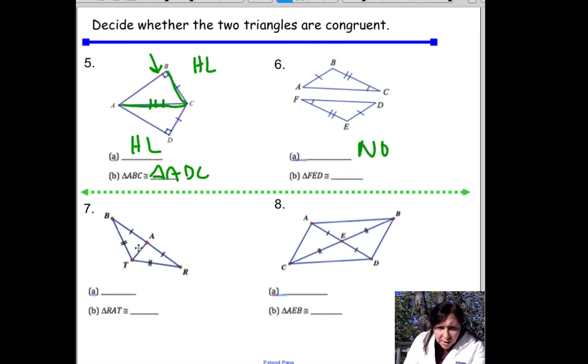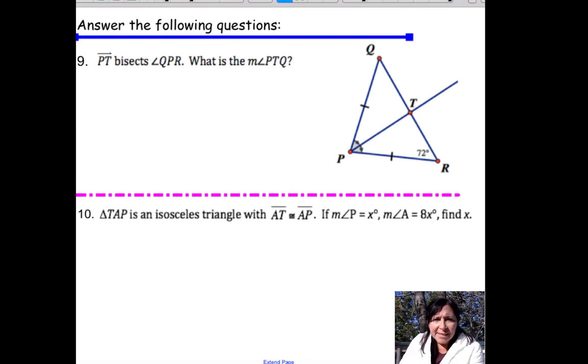For this one, I feel like I just did this one. I did. That's a side-side-side. PT bisects QPR, so that means it cuts it into two equal parts. Separately, we want to know what PTQ is. So they're looking for this angle right here.